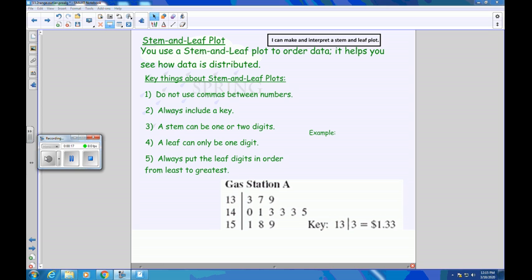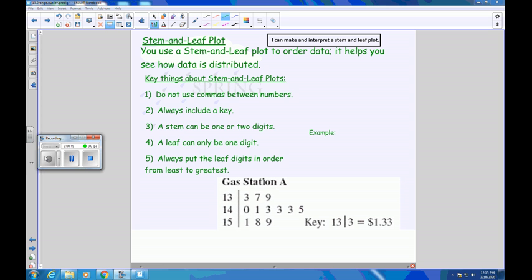So looking here at our example of a stem and leaf plot, the numbers to the left of the line are called the stem, and to the right of the line are the leaves. So you do not use commas between any numbers. There are no commas on this example. You always include a key. So our key is here. It says 13 line 3 equals $1.33. That helps us to read the graph.